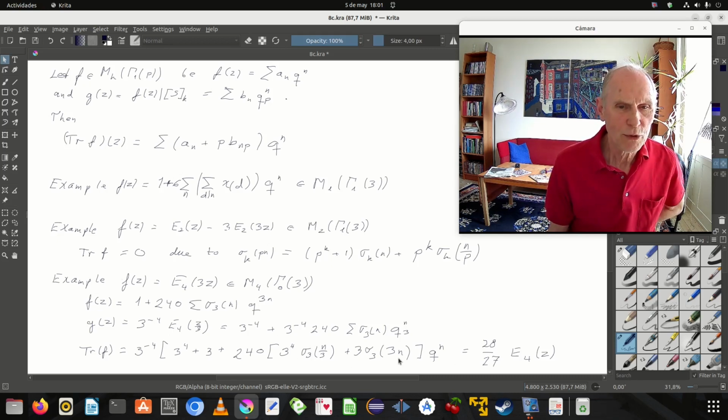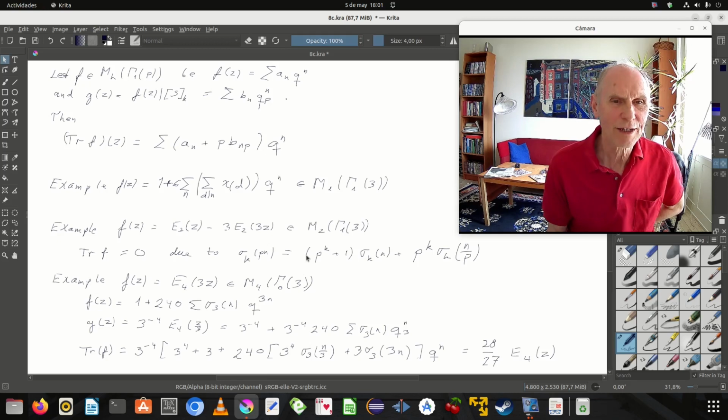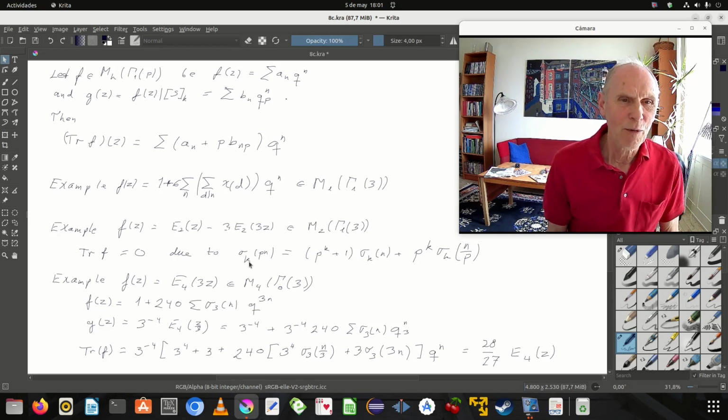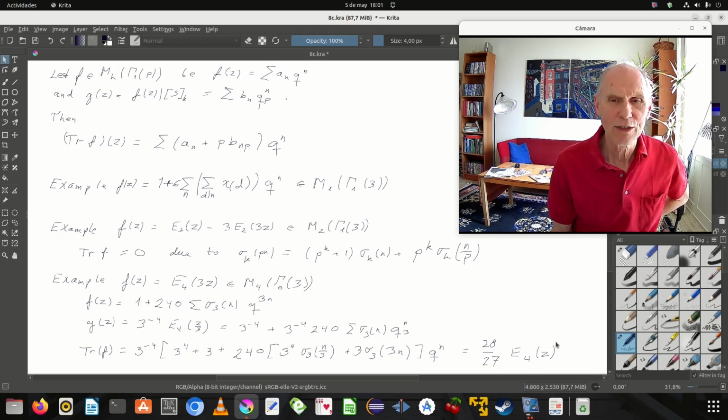And then when we use this with, here k must be 3, so it's a little confusing, of course, that I use k for the weight and then also for the power of the roots. But then I got this, so the trace of f here actually is the function it came from, E4 of z times a constant.